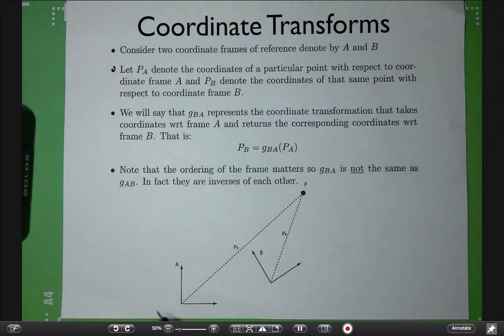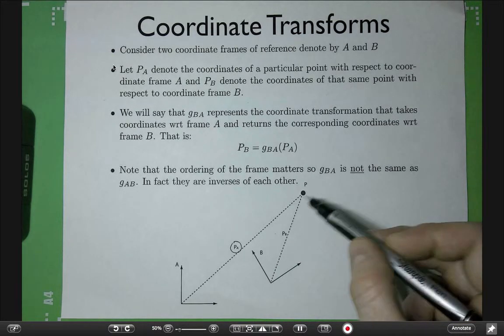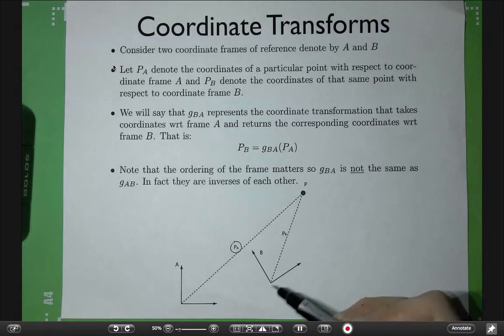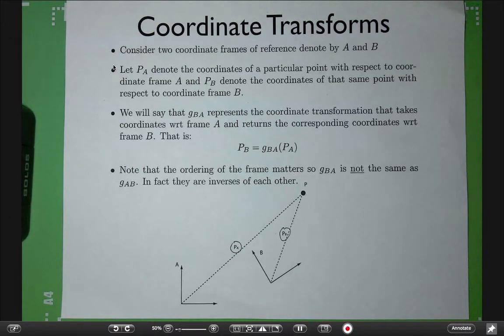As I said before, this is really important because the frames A and B, for example, can be frames on two adjacent links of a robot, right? And I need to figure out what are the coordinates of some point in space I want to reach with a robot, with respect to different links of the robot. That's a motivating example. So if I denote the coordinates of point P with respect to the frame A as PA, and the coordinates of the same point, it's still the point P, but now measured with respect to B, I get a vector PB. PA and PB are just standard vectors.